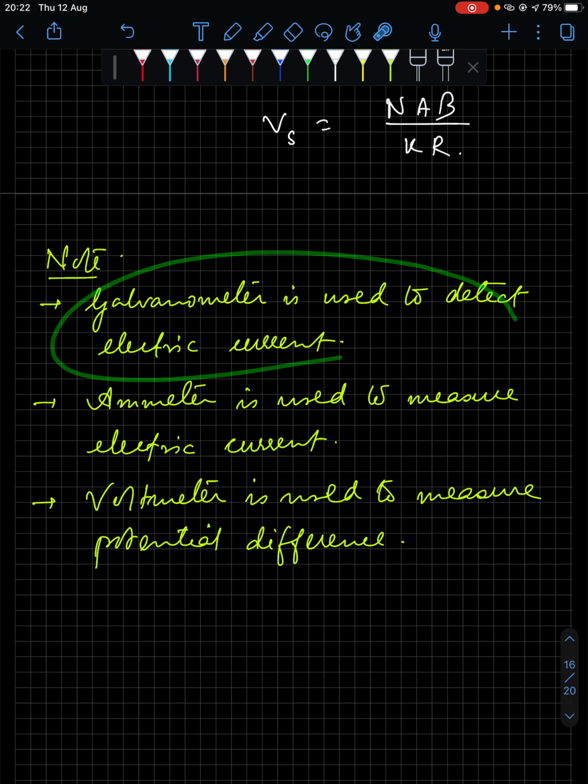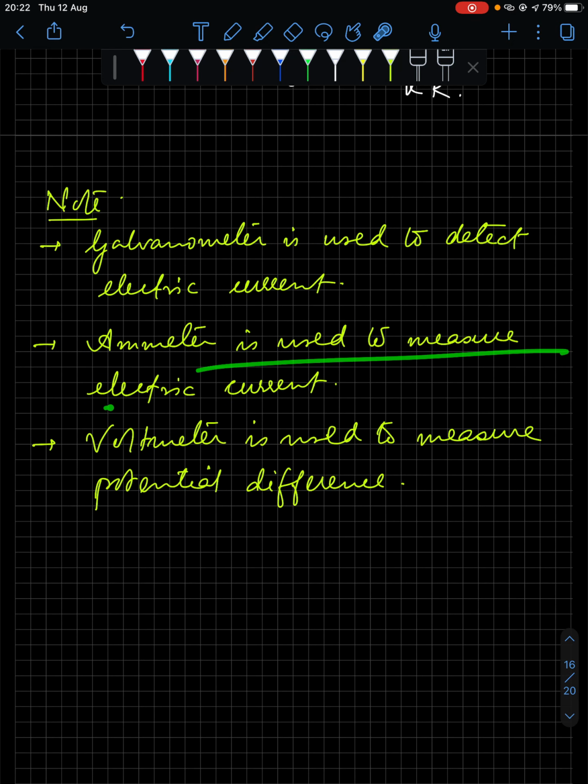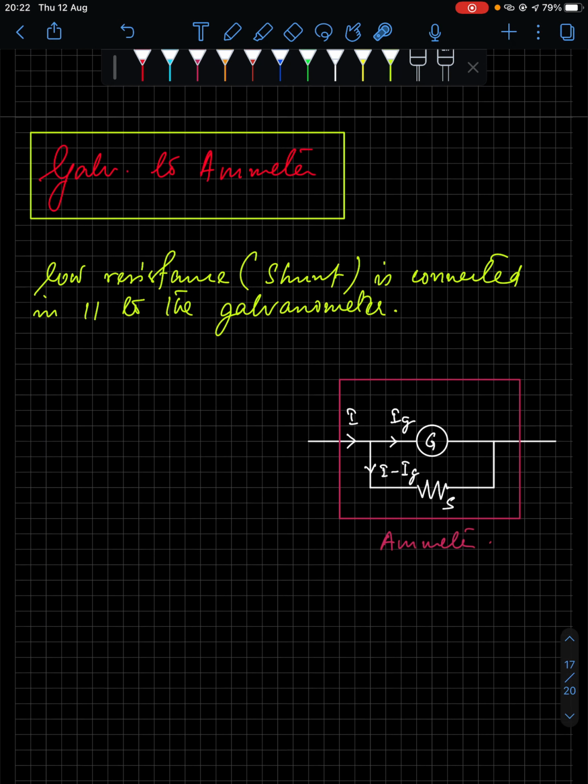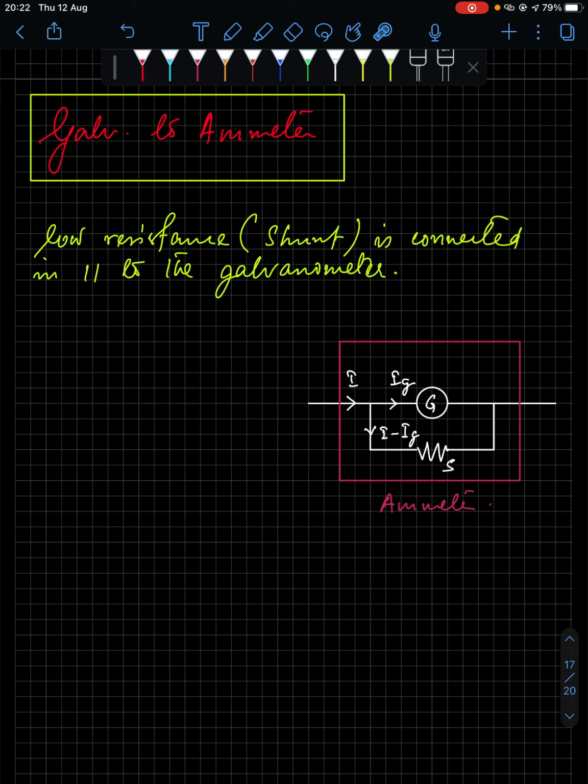So you have to remember that a galvanometer is used to detect electric current, an ammeter is used to measure electric current, and a voltmeter is used to measure potential difference. Okay. Next, how do you convert a galvanometer to an ammeter?